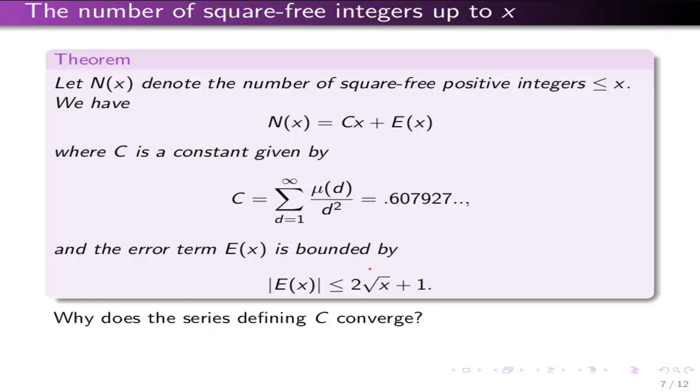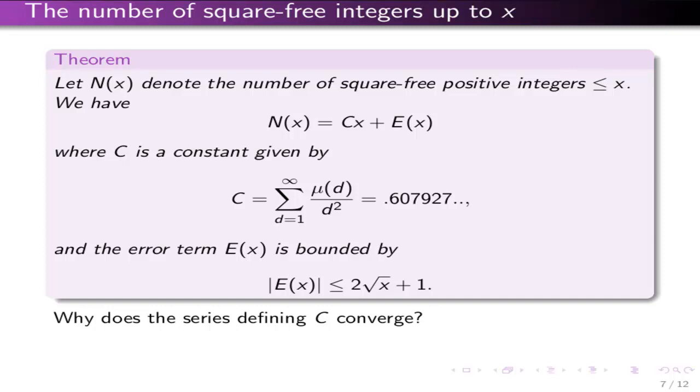So note the error term is of much smaller order of magnitude than the main term, which is roughly 60% of x. So we're saying that roughly 60.79% of all integers from 1 to x are square-free, not divisible by the square of any prime.